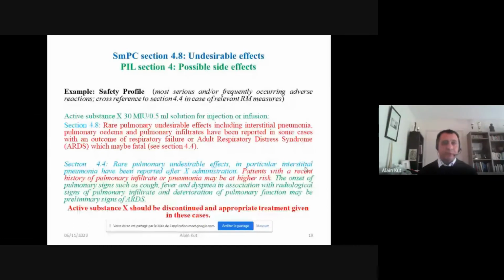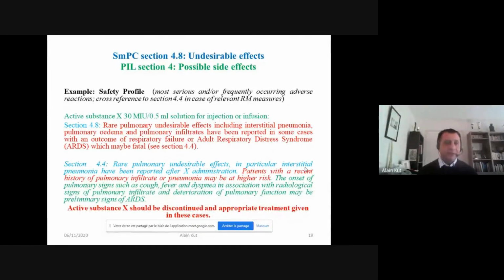In this example, for instance, we have a rare pulmonary undesirable effect, including interstitial pneumonia, pulmonary edema, and pulmonary infiltrates, reported in some cases with an outcome of respiratory failure or adult respiratory distress syndrome, which may be fatal. See section 4.4. Then in section 4.4, warnings and precautions for use, we find the same statement with the advice that patients with a recent history of pulmonary infiltrates or pneumonia may be at higher risk. That will warn the healthcare professional.